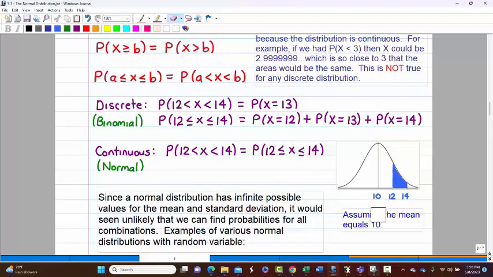Because here's an example where I just drew a picture. If the mean is 10, here's 12 and 14, just roughly. Obviously, the main thing is 12 and 14 are bigger than 10. So I just drew a shading there. Like I said, it wouldn't matter if you're touching the 12 and 14 or not, it's going to be the same area. All right.